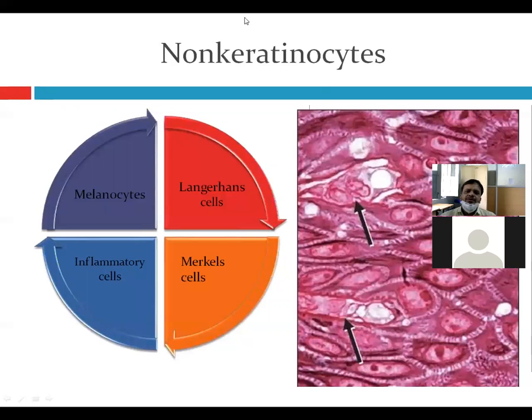Up till now we have discussed the principal cells of gingival epithelium, that is keratinocytes, and the processes, that is proliferation and keratinization. Now coming to the other cells of gingival epithelium, that is non-keratinocytes. Non-keratinocytes are of four types. One is melanocytes, second is Langerhans cells, third is Merkel cells, and fourth is inflammatory cells.